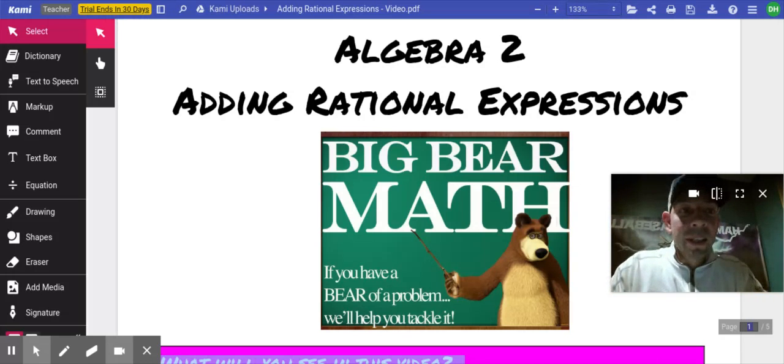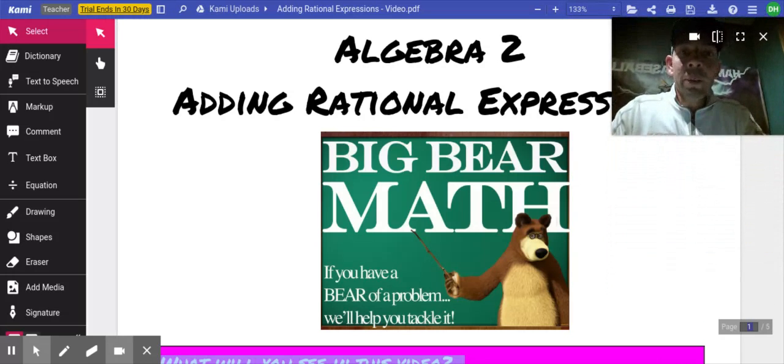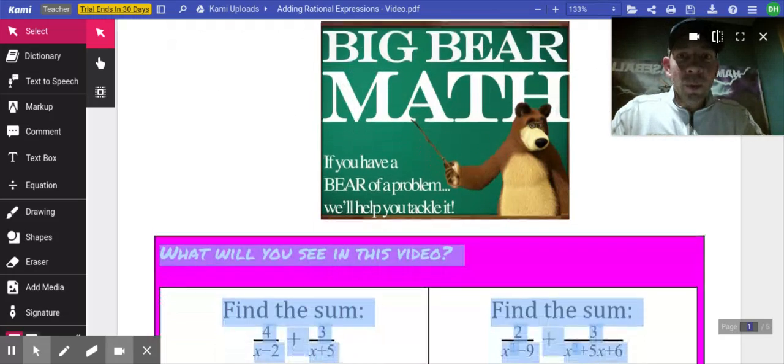So we're going to do our best to walk right alongside you here and make this as doable a process as we can. So we're focused on adding.